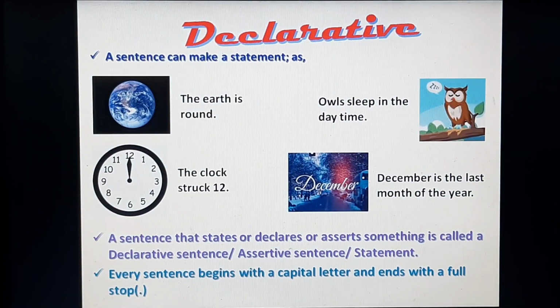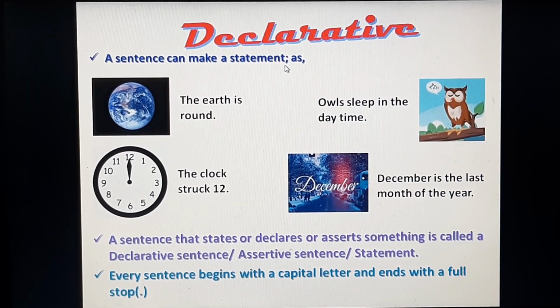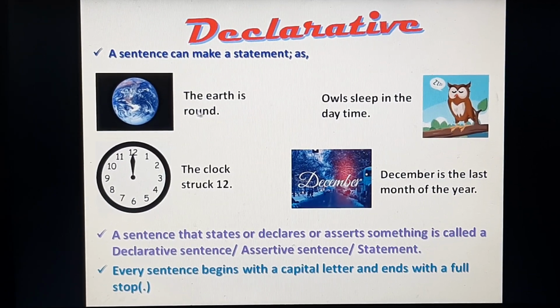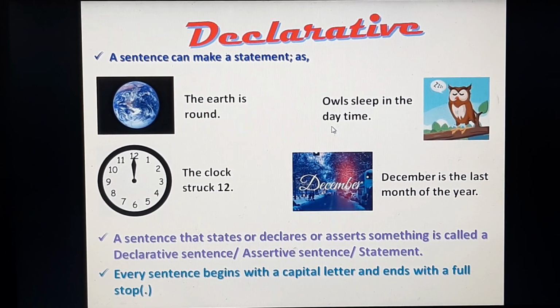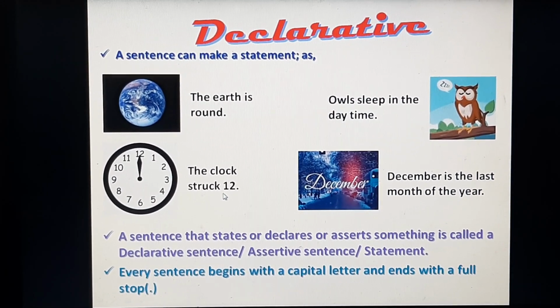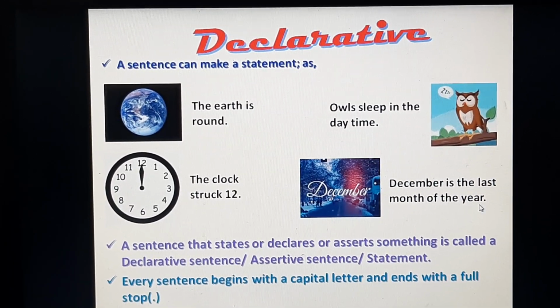What's a declarative sentence? A sentence can make a statement. Statement means to tell, like: The earth is round. It simply tells us a fact. Owls sleep in the daytime. It's a fact stated. The clock struck 12. It tells about a fact. December is the last month of the year.